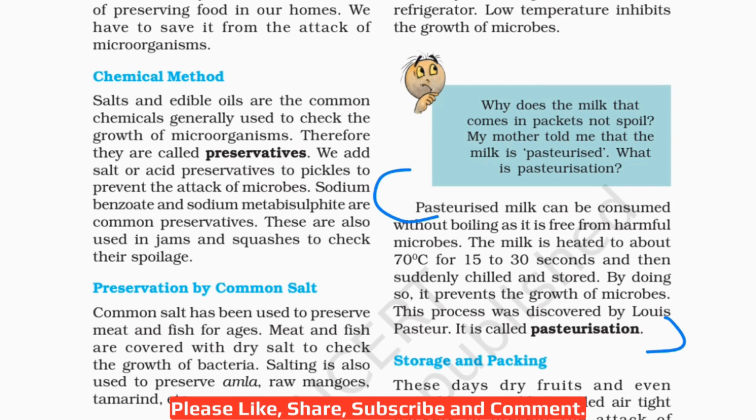The milk is heated to about 70 degrees Celsius for 15 to 30 seconds and then suddenly chilled and stored. By doing so, it prevents the growth of microbes. This process was discovered by Louis Pasteur. It is called pasteurization. So learn this.